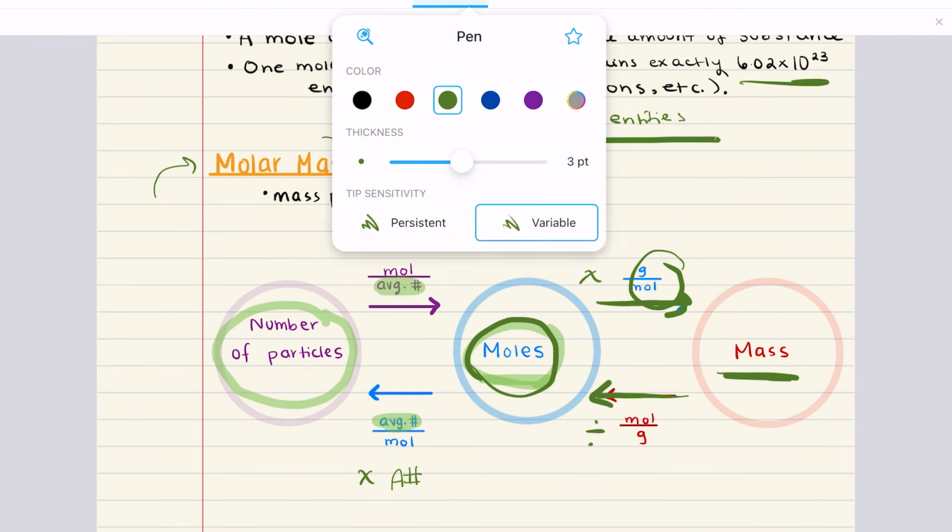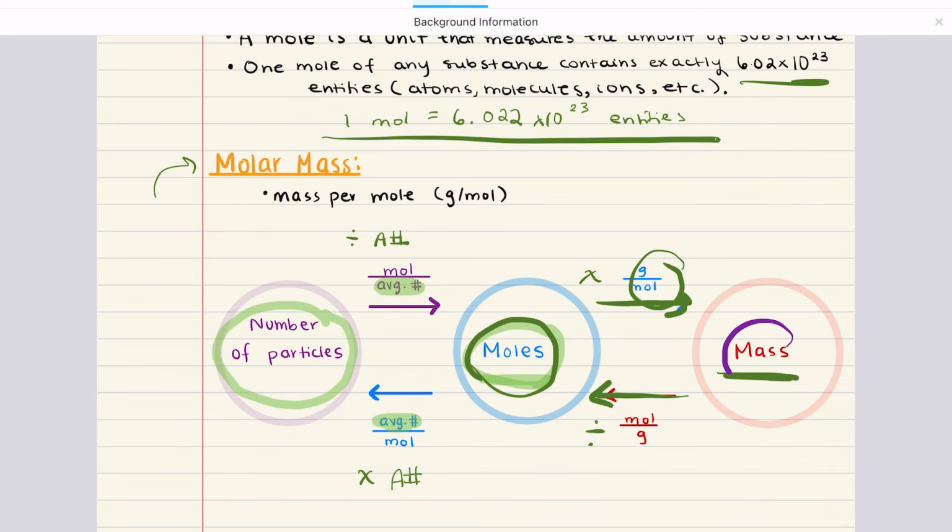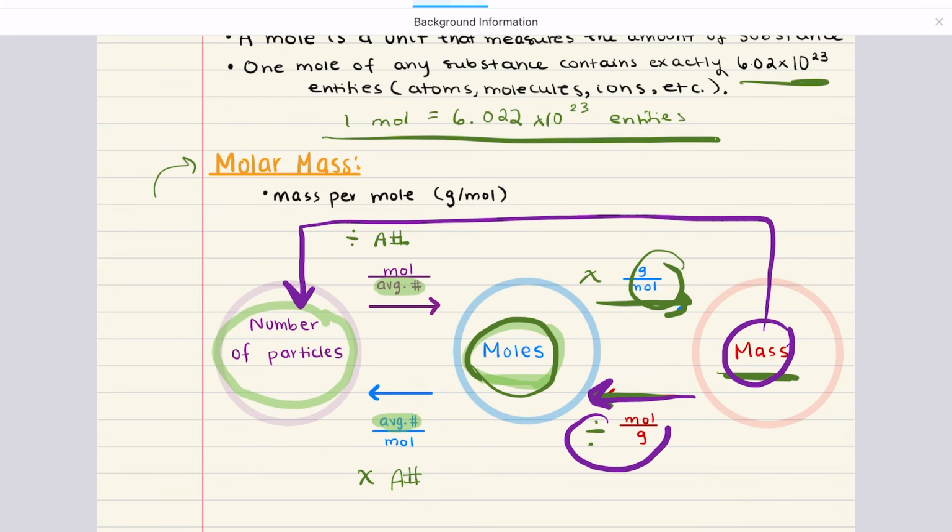What if you know the mass and you want to convert to number of particles? In order to do that, you're going to have to follow the arrows. First, you divide by molar mass, and then you multiply by Avogadro's number. That's how you go from mass to number of particles. It involves 2 steps.